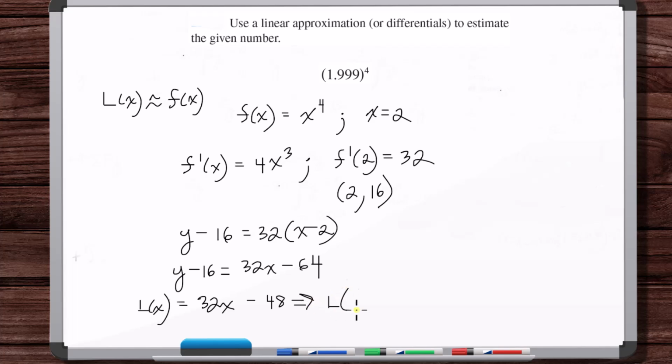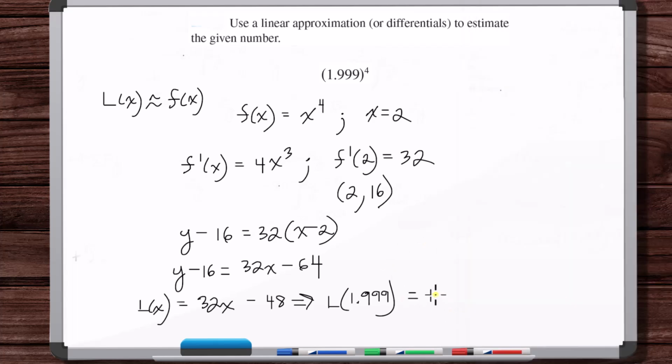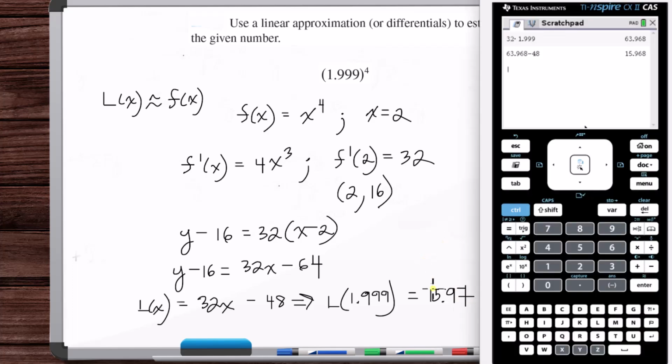So what is L of 1.999? 32 times 1.999 minus 48, that's 15.97. Okay, how accurate is that? Let's see.